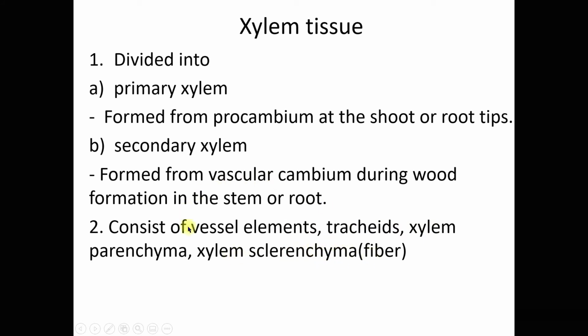So when we talk about vessel elements, straight away you have in your mind that it is part of the xylem tissue. The same goes for tracheids. Xylem parenchyma obviously, because of the word xylem here. And the same goes for xylem fiber or xylem sclerenchyma. Immediately you know those are part of the xylem tissue. So only two left, vessel elements and tracheids, those are xylem tissue. Easy. And then primary xylem forms from procambium, secondary xylem forms from the vascular cambium.